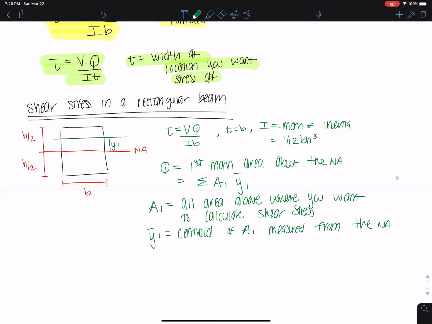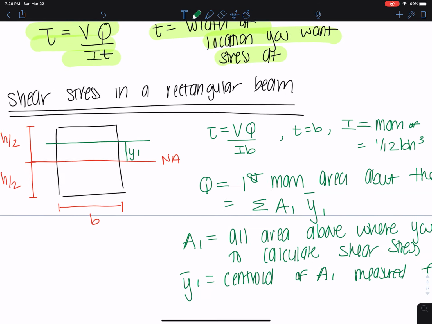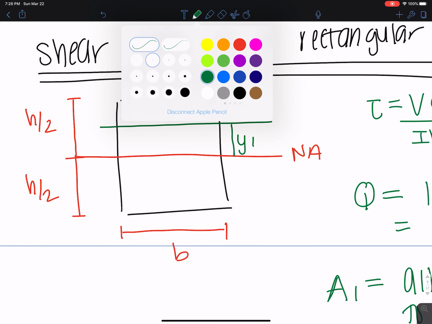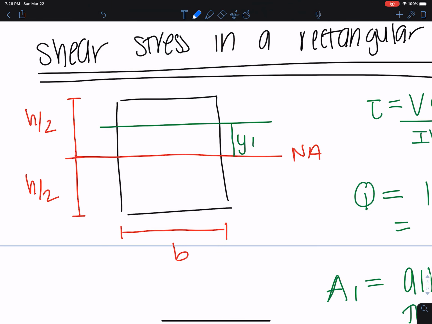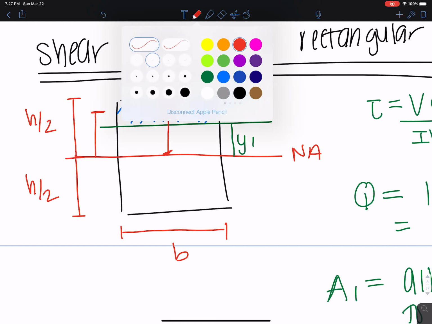So let's take a look at this section right here. Let's say this was that y1 that I'm interested in. So this whole section here, I would need to get the area of this section. This would be my A1. If that's my A1, then my y1 bar would be the geometric centroid of this area measured to the neutral axis here. Okay, and how do we get that? It would basically be, you can see here, I put in a different color.